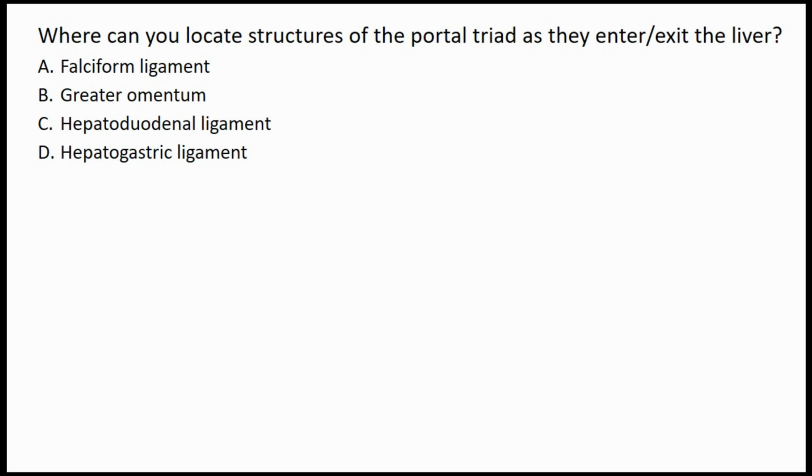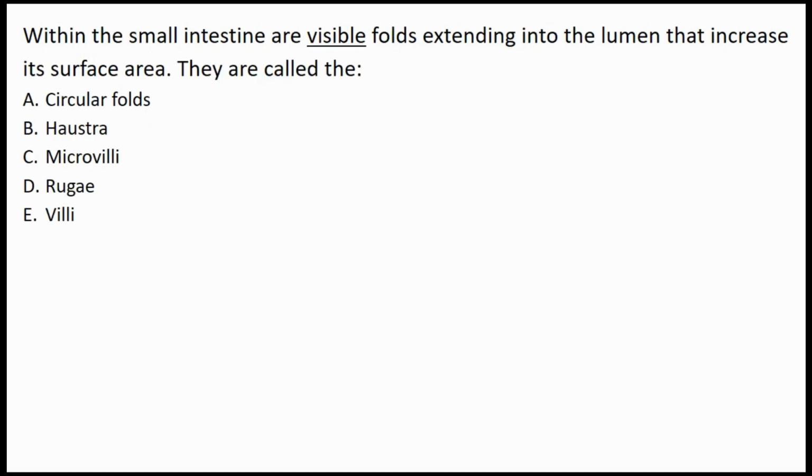All right, the answer on this one. You can find the portal triad, the hepatic portal vein, the proper hepatic artery, and the bile ducts, common bile duct and common hepatic duct, in the hepatoduodenal ligament. C is the correct answer. Go ahead and pause. Restart when you're ready.